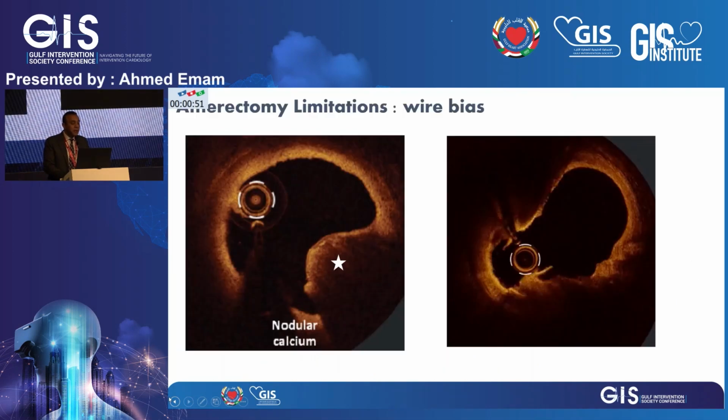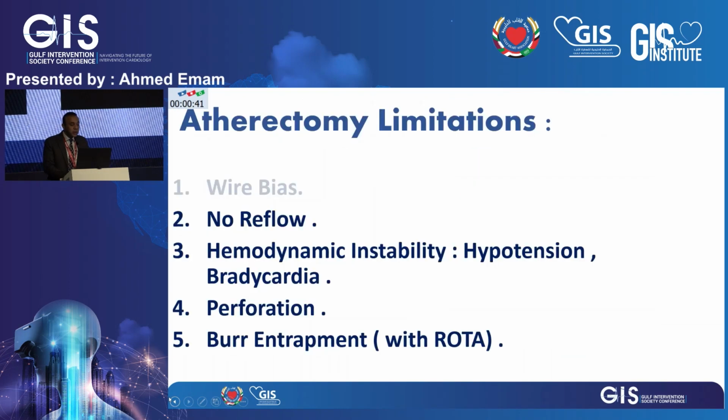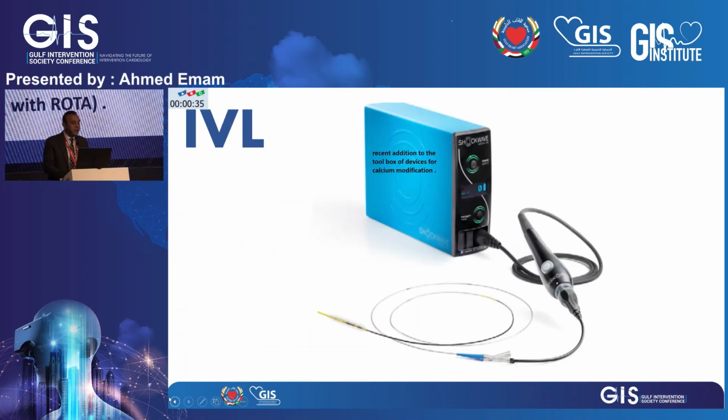This is another example where your imaging catheter is pushed away from the lesion, and this is after ablation. We just have a hole in the vessel, which maybe we don't want. Other limitations of atherectomy are no reflow, hemodynamic instability, perforation, and burr entrapment.